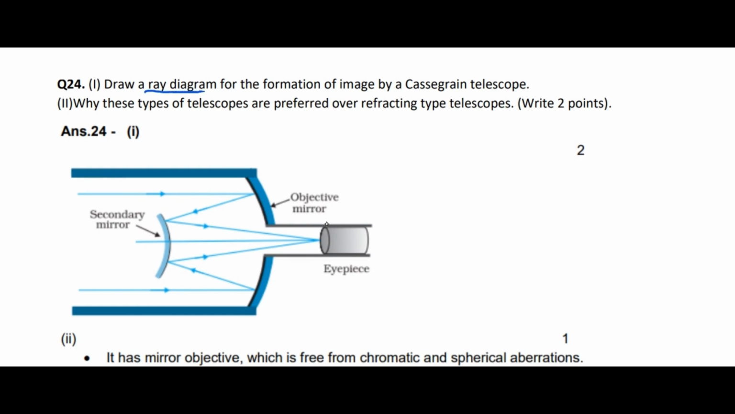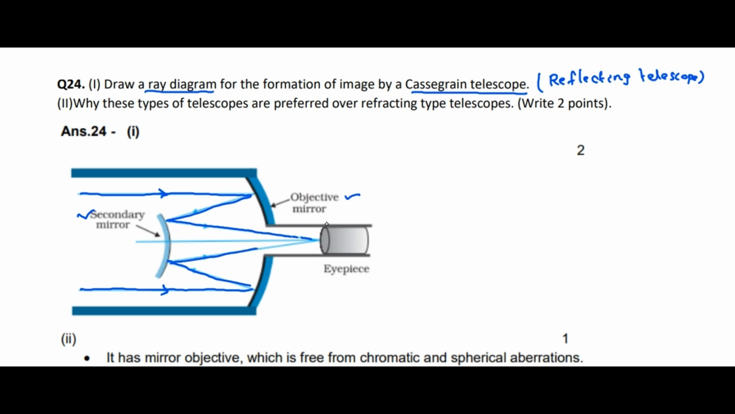Draw a ray diagram for the formation of image by Cassegrain telescope. So this is nothing but reflecting type telescope. Here it contains objective mirror. When the rays are coming from the object which is at infinity, they are parallel to each other. They are incident on the objective mirror. They are undergoing reflection and again incident on the secondary mirror. The secondary mirror is nothing but convex mirror. They are again reflected and finally the image is formed.